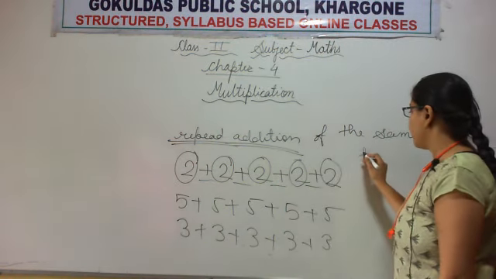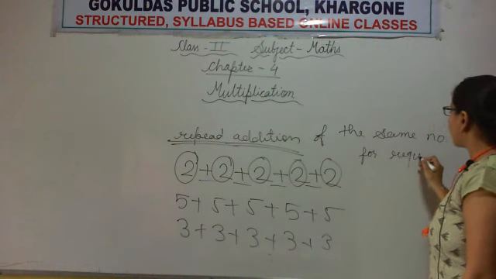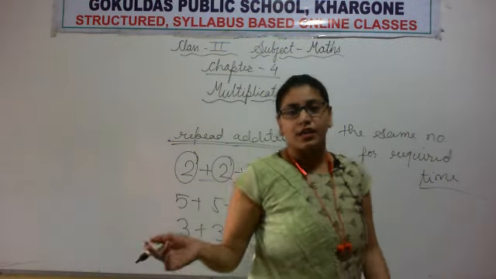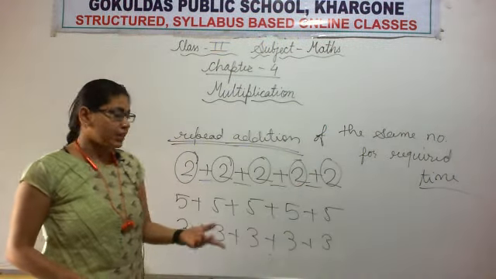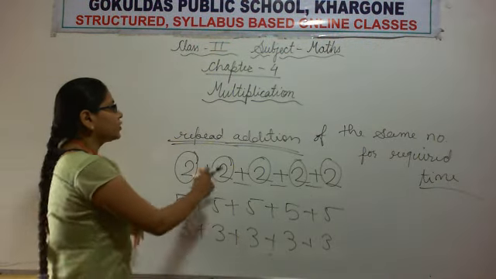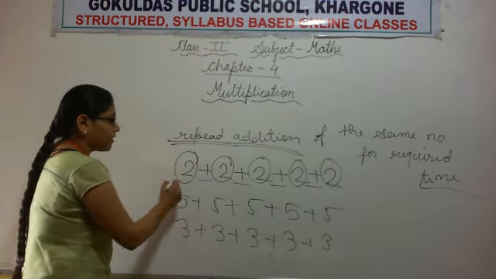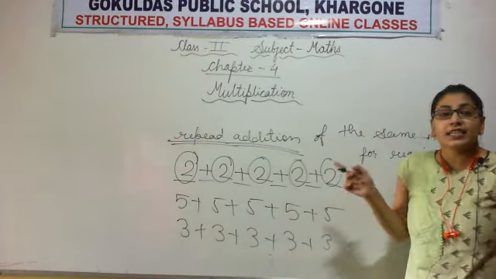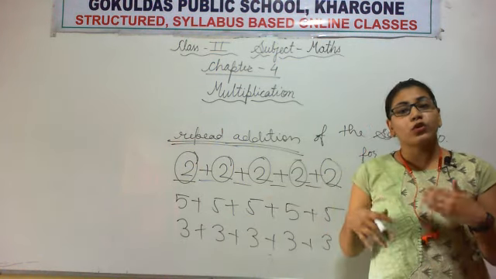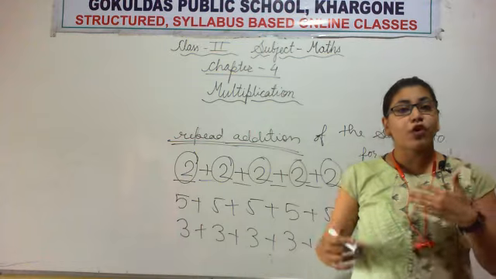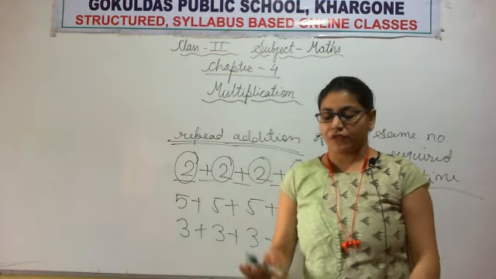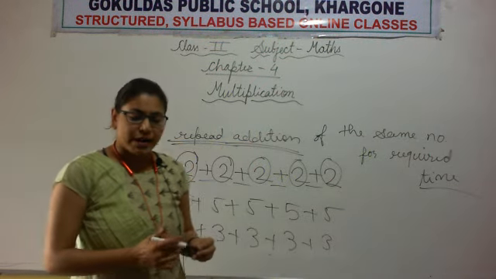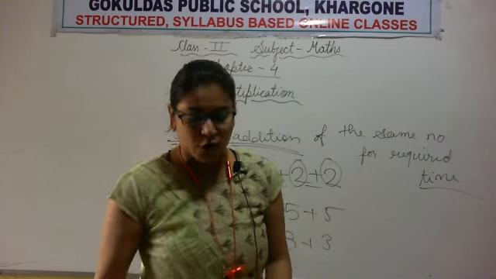I hope you have all understood repeated addition of the same number, for the required times. The required number of times depends on the question: 2 times, 4 times, 5 times, 6 times. We will add again and again, and we will add the same number. If we are adding 2, then we will add 2, 2, 2, 2. If we are adding 4, then we will add 4, 4, 4, 4 for the required number of times. We are very much familiar with addition, so multiplication is going to be very easy for you all.